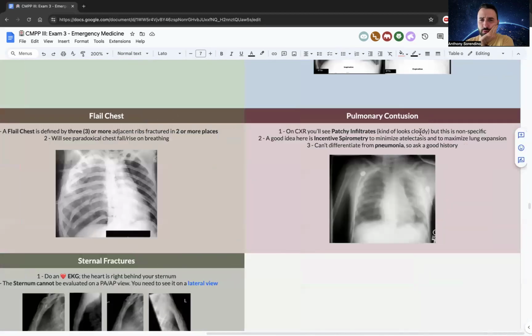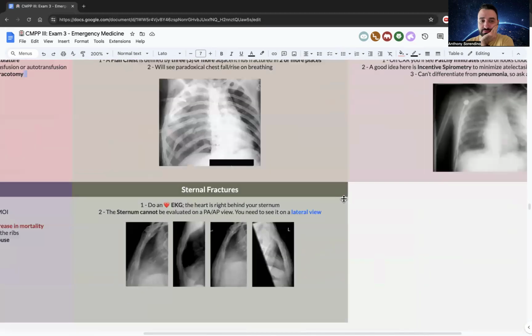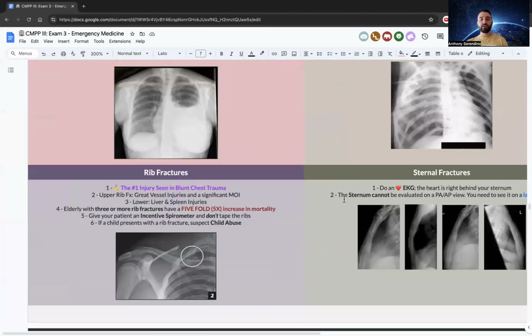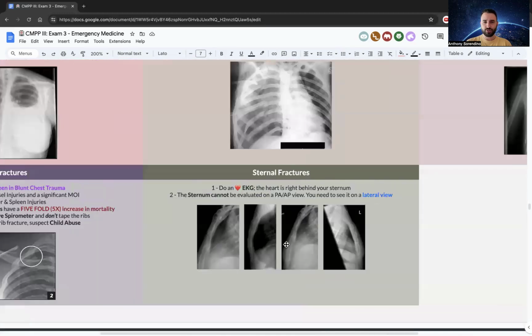Patchy infiltrates for a pulmonary contusion, given incentive spirometer, cannot differentiate from pneumonia. So ask a good history. Rib fractures are the number one injury seen in blunt chest trauma. Don't tape the ribs. Sternal fractures, do an EKG. The heart is right behind the sternum. You need to see this on a lateral view, which I think is really important. So you can't do an AP view.